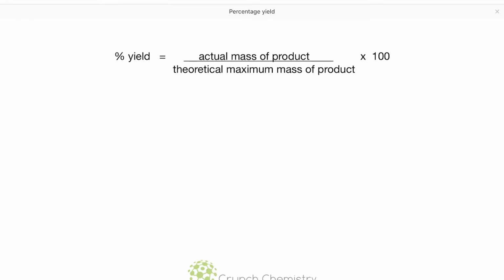The percentage yield of a chemical reaction is just one of many deciding factors in determining whether or not a reaction is economically viable. What we're doing is comparing the experimental or actual mass of the product we get out when we actually do the reaction with how much we could theoretically get out, the maximum mass of the product, and it's just a simple percentage.